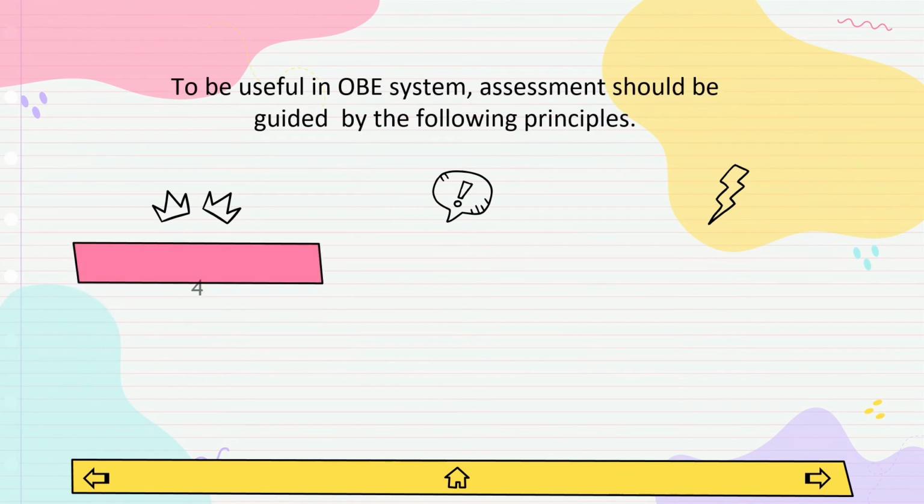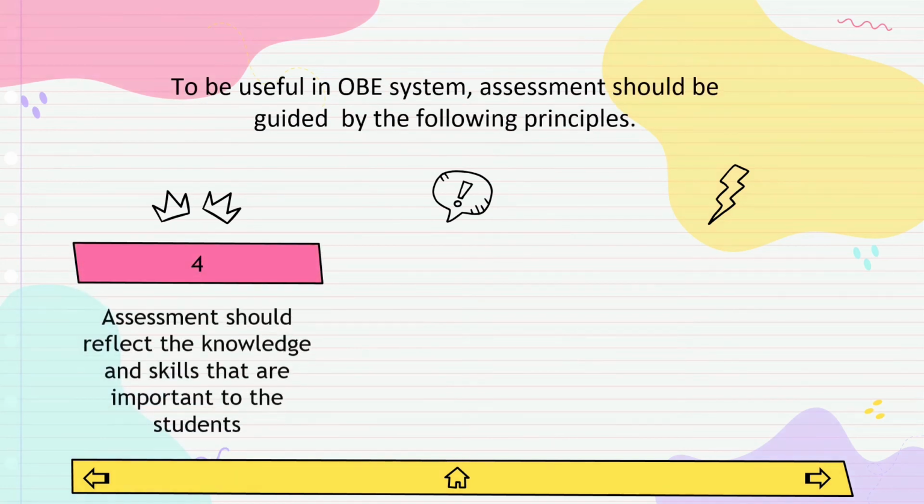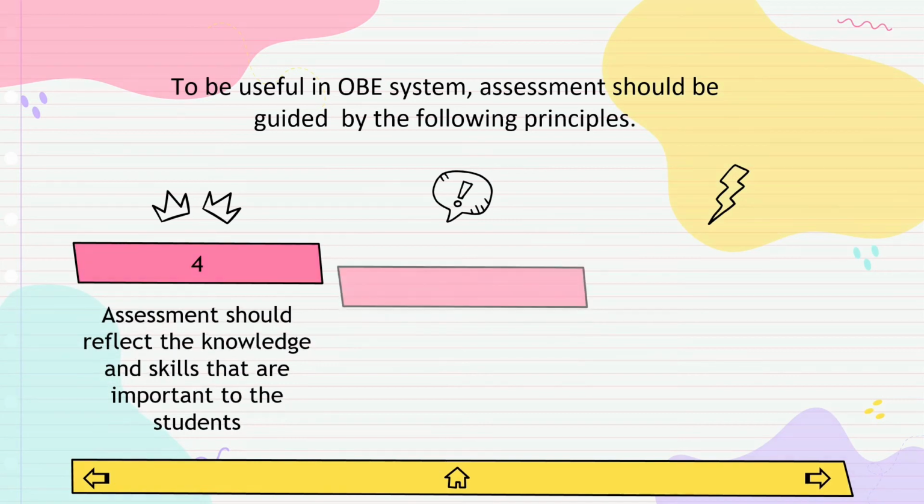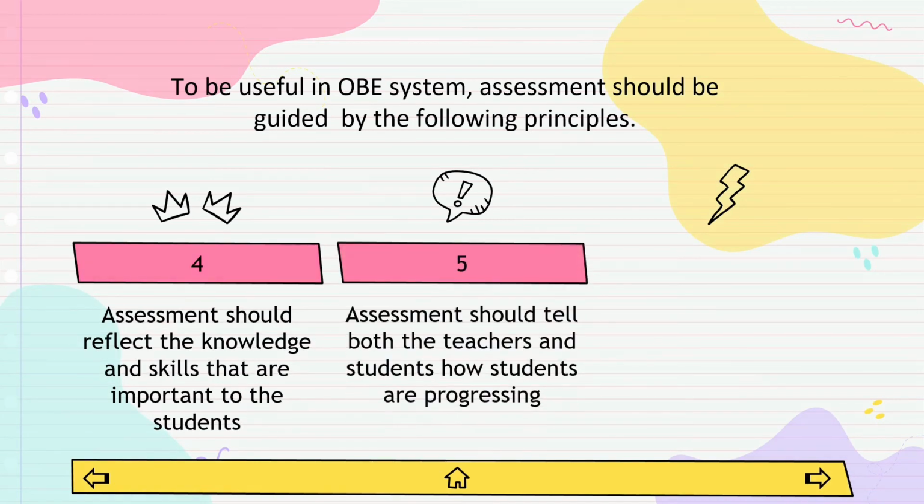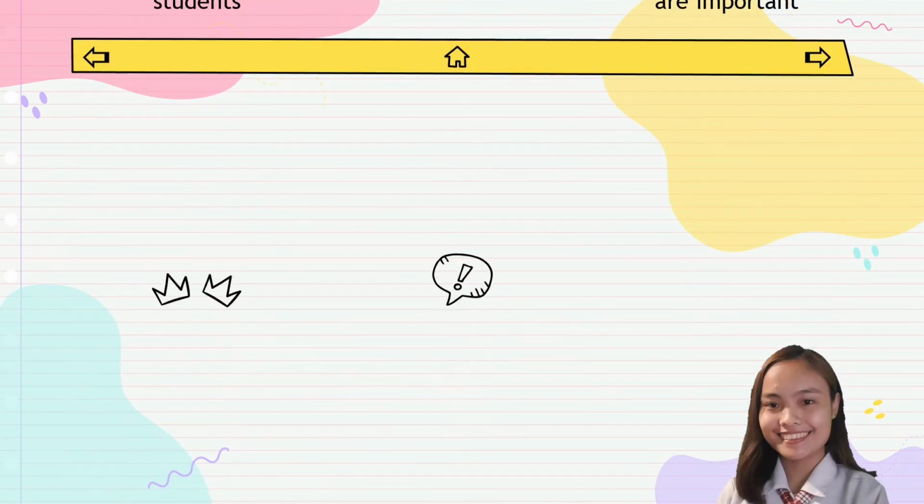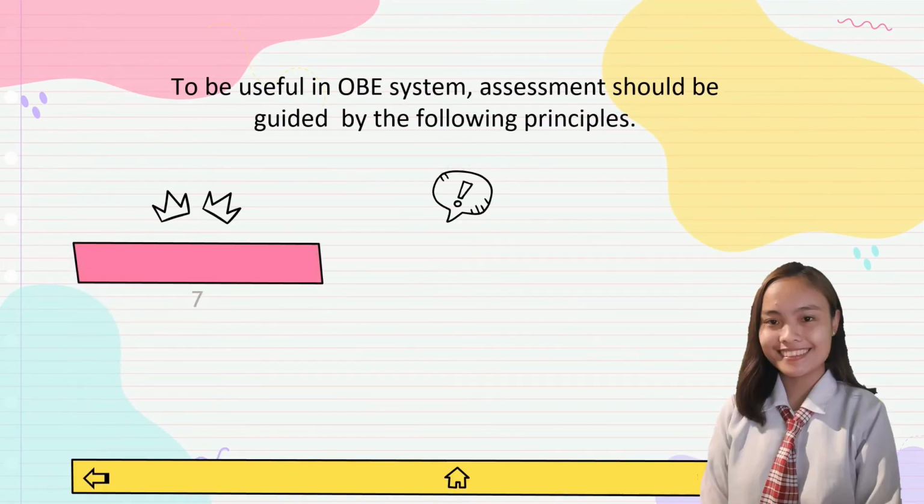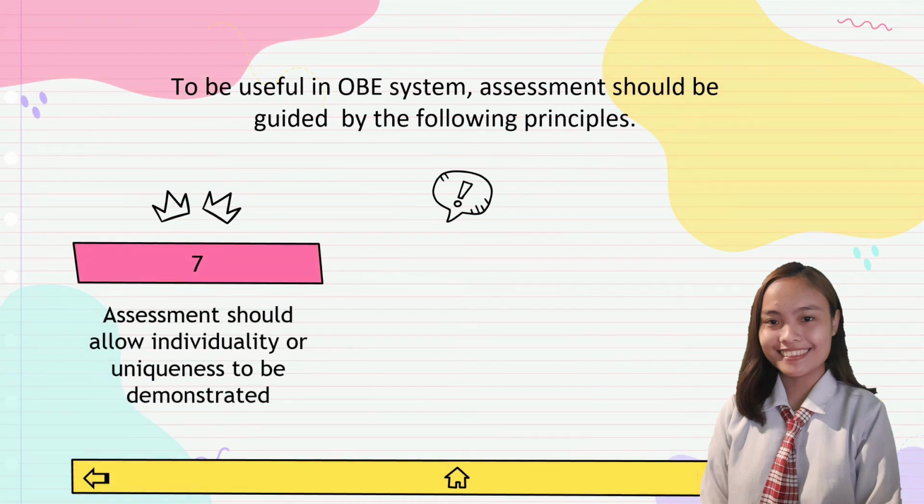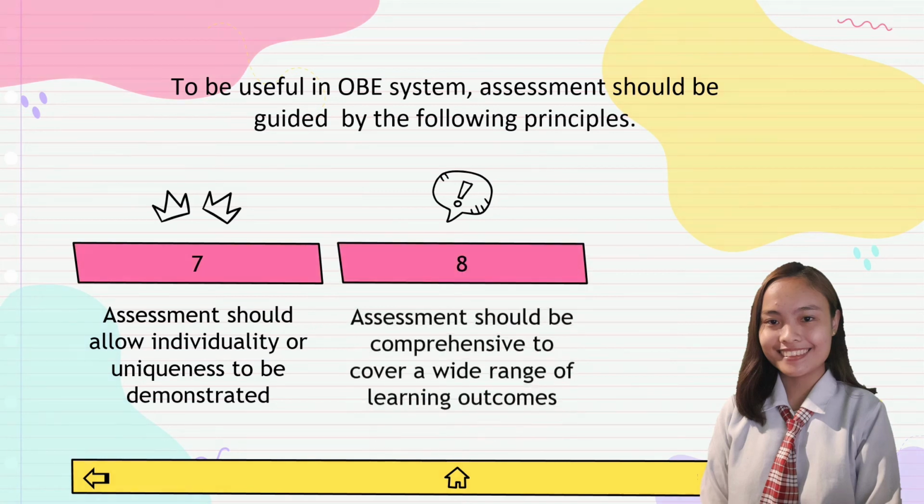Fourth, assessment should reflect the knowledge and skills that are important to the students. Fifth, assessment should tell both the teachers and students how students are progressing. Sixth, assessment should support every student's opportunity to learn things that are important. Seventh, assessment should allow individuality or uniqueness to be demonstrated. And lastly, assessment should be comprehensive to cover a wide range of learning outcomes.